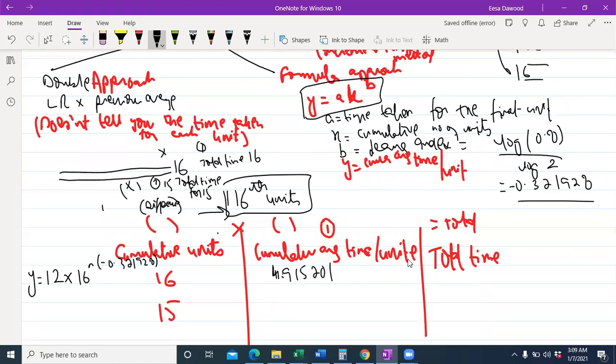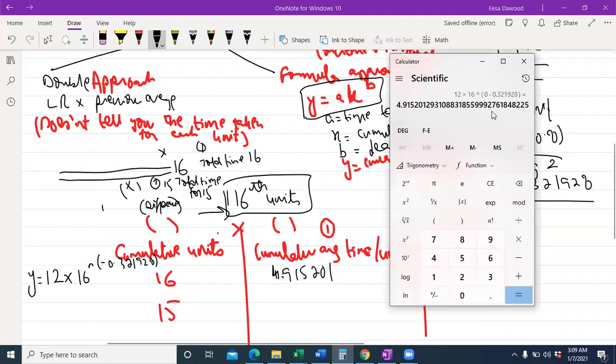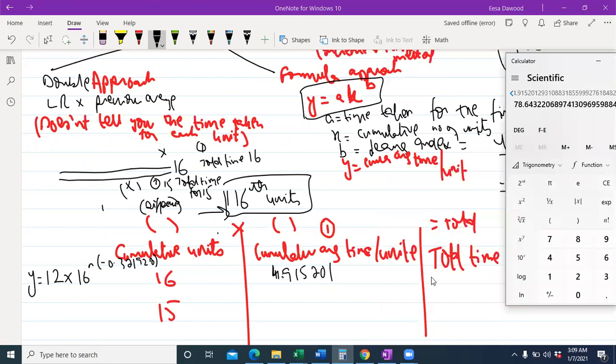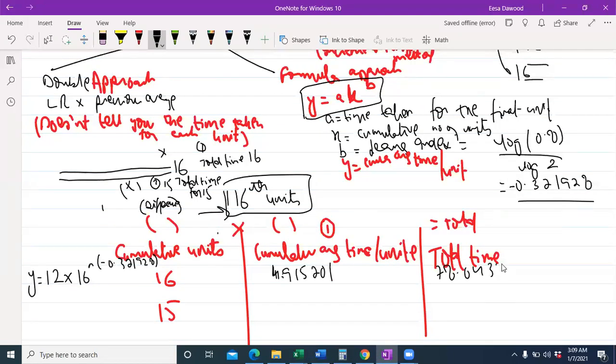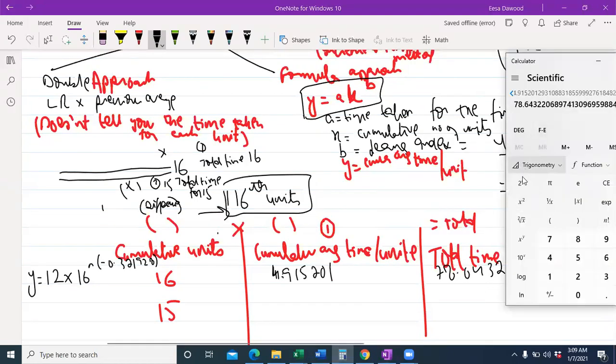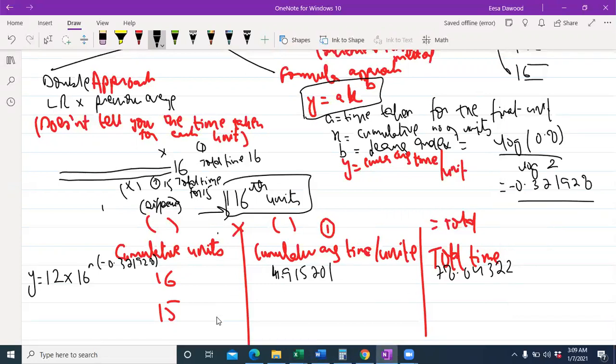Otherwise the learning impact just vanishes, right? So this was the cumulative average time per unit for 16 units. But it was per unit time, and then I need to multiply it with 16 units in order to get the total time. I told you, per unit time multiplied by total units will give you the total time. So in this column, I get the total time. This is 78.64322.